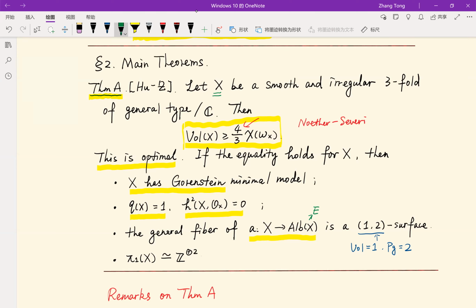Okay, and the fourth part is about the topological fundamental group. And we prove that this topological fundamental group is isomorphic to the topological fundamental group of E. So again, it's Z, 2 copies of Z, a direct sum. Okay, so that's Theorem A. Any questions about the statement of the theorem?